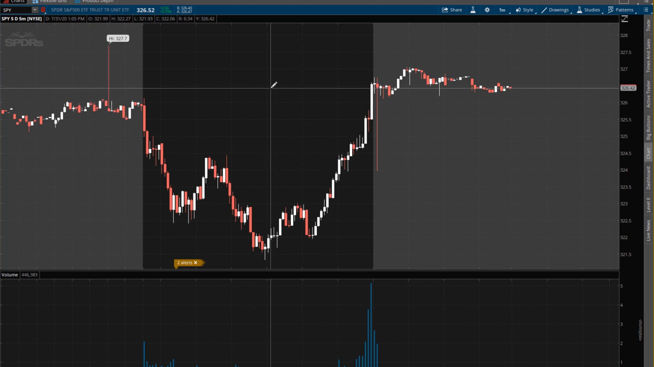Bullish candles, typically they're green and bearish candles are red. I just happen to put them white just because I'm being extra. I don't know, I just like to see things better.